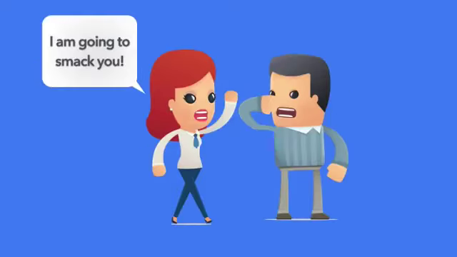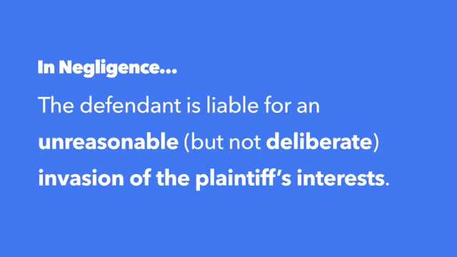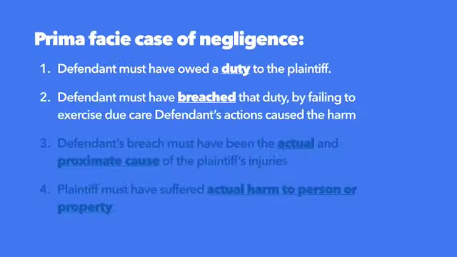The defendant's volitional act with intent to cause an invasion of the plaintiff's legally protected interests is what makes her conduct wrongful in the case of intentional torts. Negligence law is different. The defendant is liable for an unreasonable, but not deliberate, invasion of the plaintiff's interests. The duty and breach elements combined are what makes the defendant's conduct wrongful.